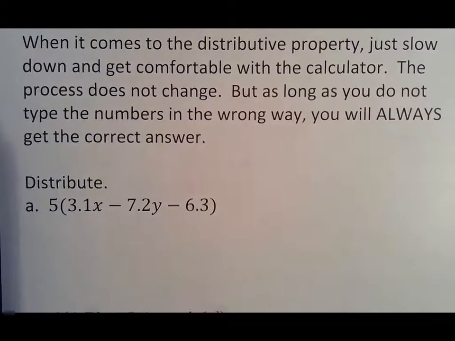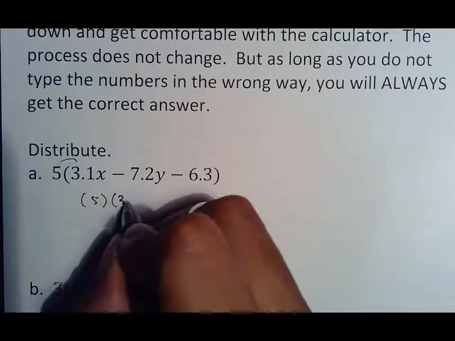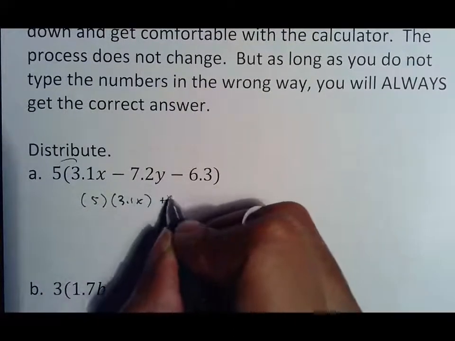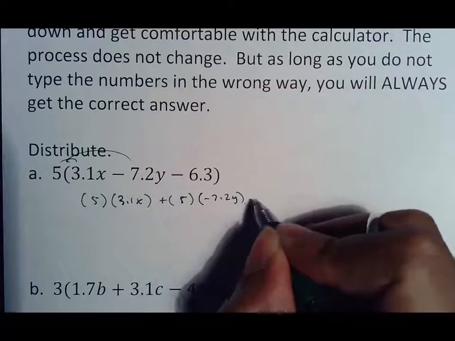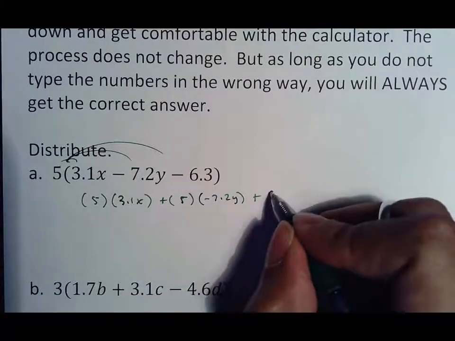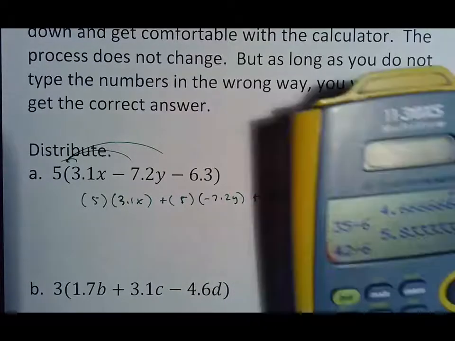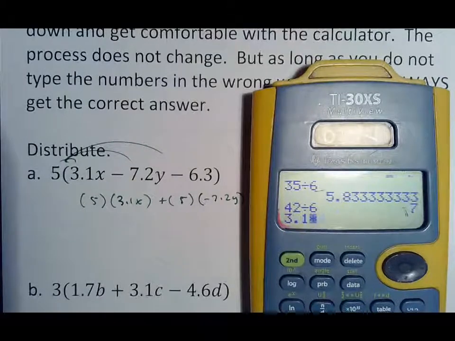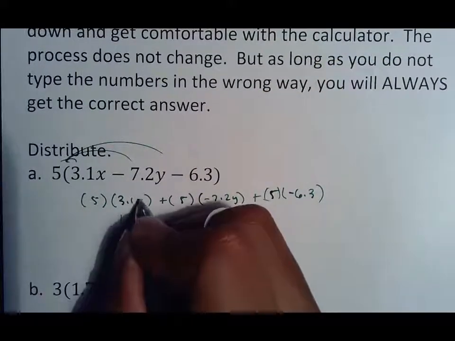The reason I want you to show the meetings is because if you get used to putting 5 meets 3.1x and 5 meets negative 7.2y and 5 meets negative 6.3, all you have to do now is type the numbers in. 3.1 times 5 is 15.5 with an x.